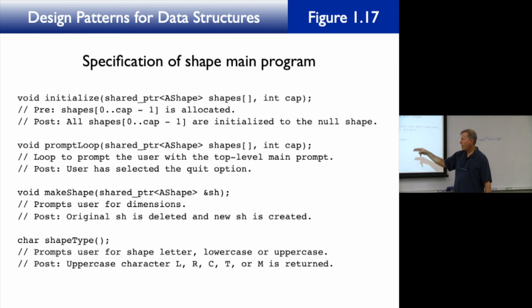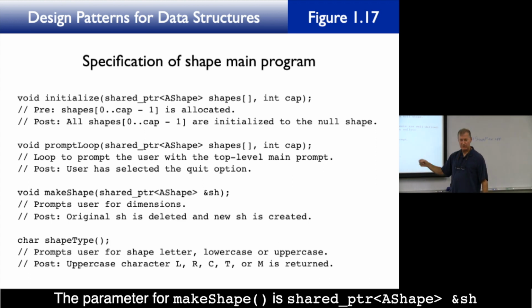And then the prompt loop, that's what the main program calls to prompt the user for all those actions. So that's a loop to prompt the user with a top-level main prompt. The postcondition is that the user has selected the quit option, because that's how you get out, that's what's true when you exit: the user pressed quit.